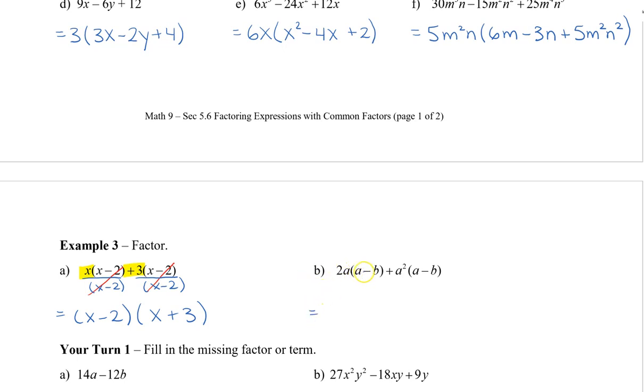Let's try the second one. So both of them have a common factor that is a binomial of a minus b. So we write a minus b. So after we factor that out, because we are going to divide by a minus b for both terms, they cross off, we have left 2a plus a squared. So you have 2a plus a squared. So this is how you factor a binomial common factor.